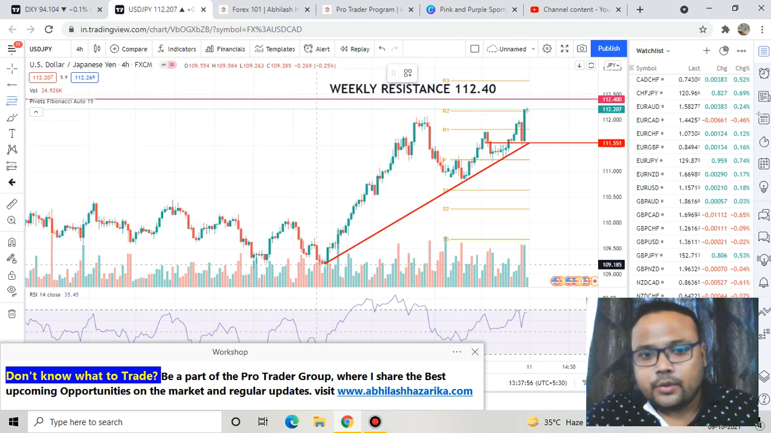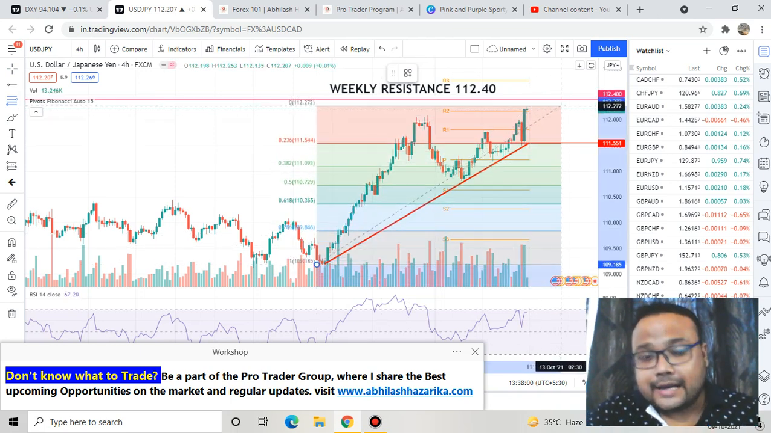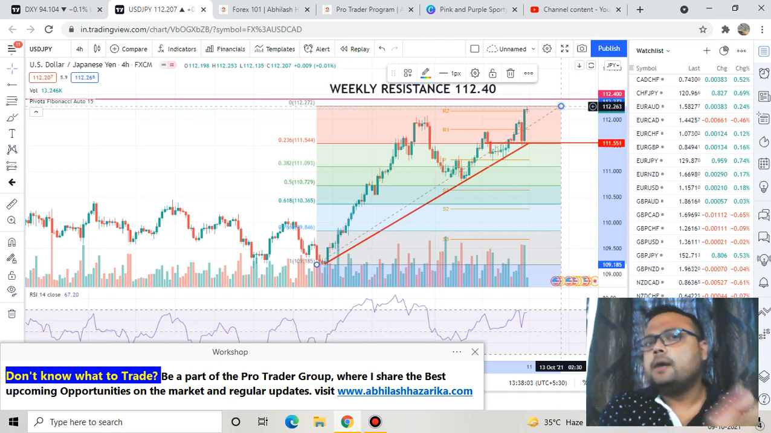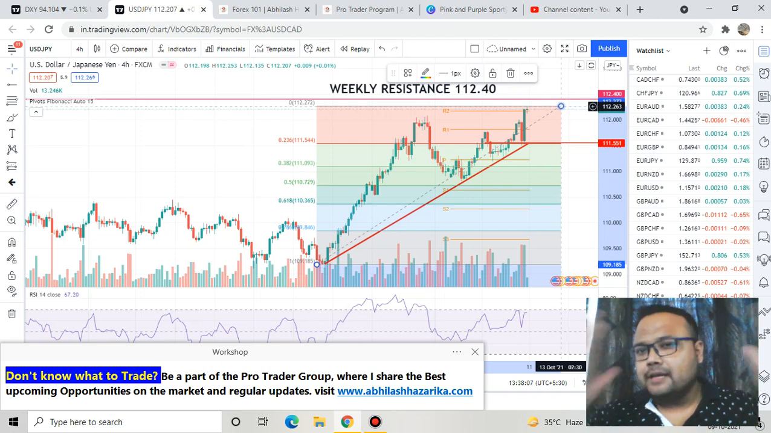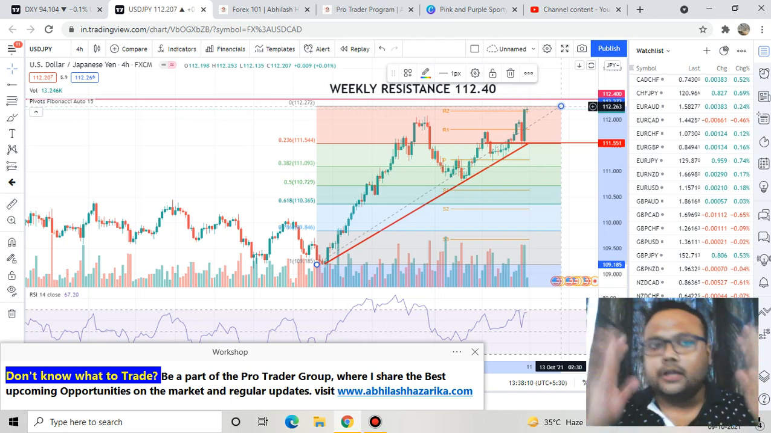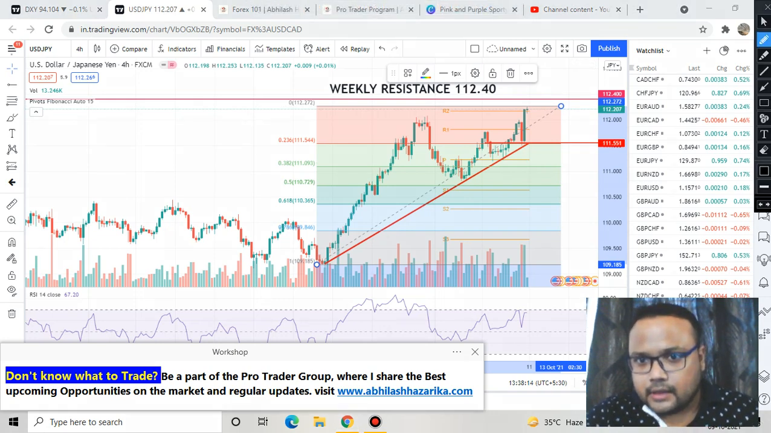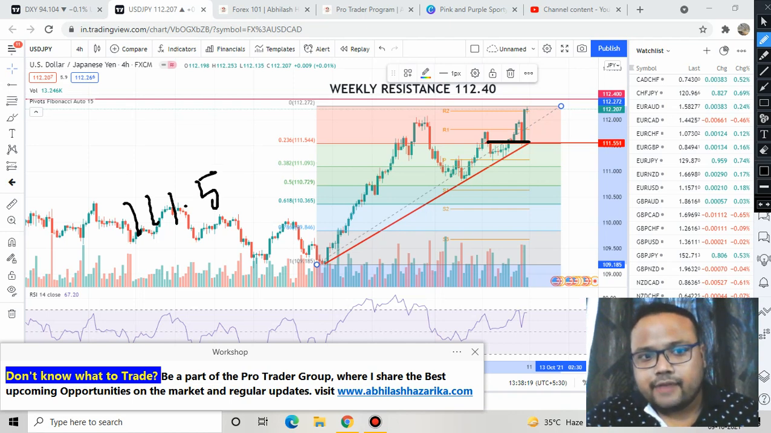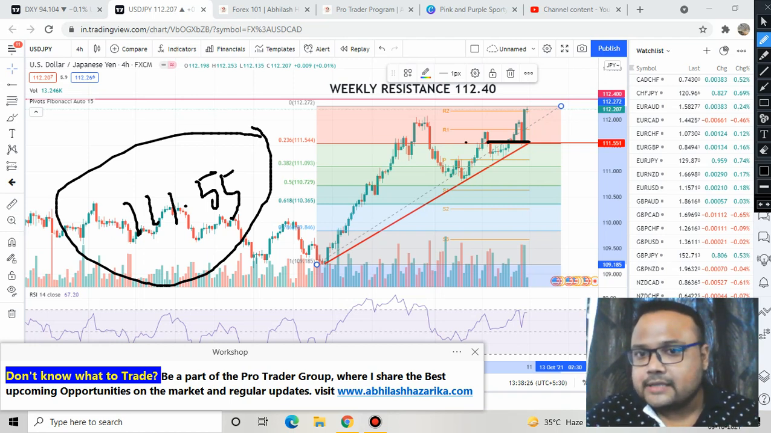But we have a Fibonacci level here. Yes, Fibonacci has been acting quite well. If you have watched my previous videos on USDJPY, then you know very well that Fibonacci levels are working greatly on USDJPY. So you can see that here at the 111.55 level, we have the Fibonacci retracement level of 23.6%. So this level is an important support for the market.